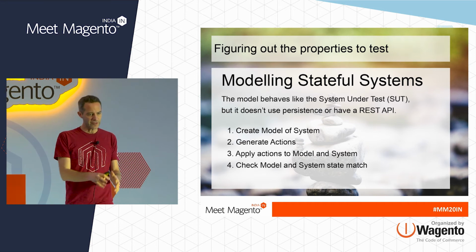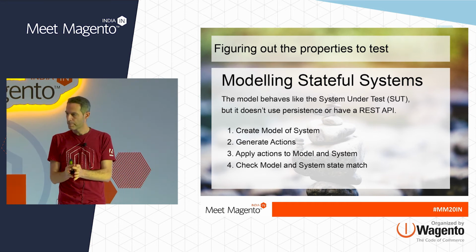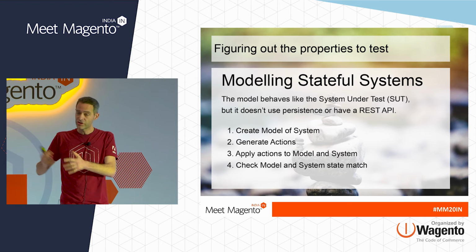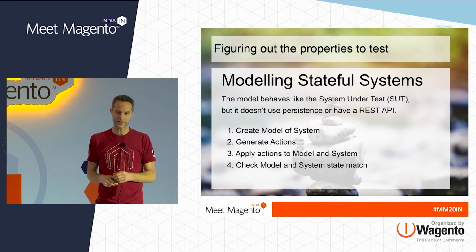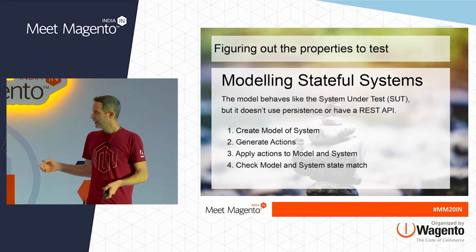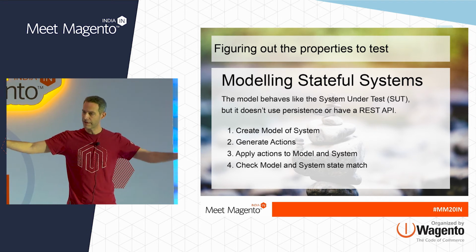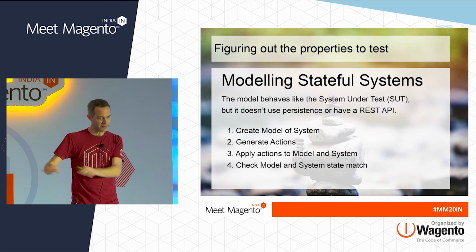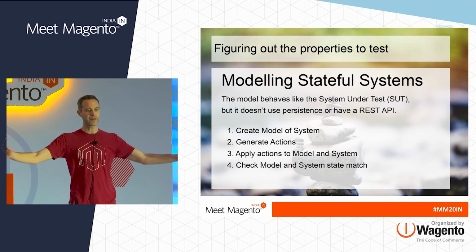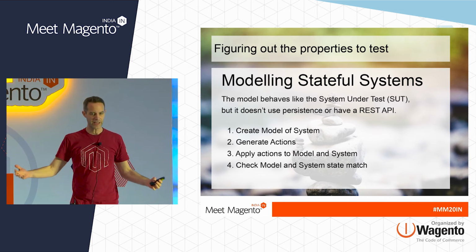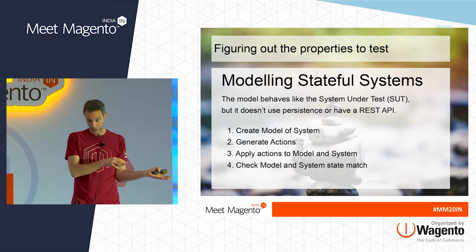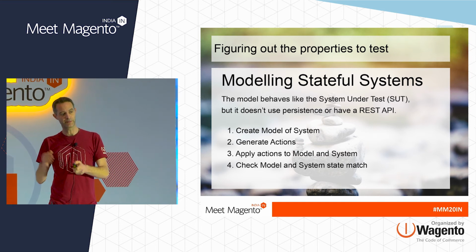So the idea here is we first create a model of the system, and then we use the generator to generate actions that I can perform on the system. And then I apply those actions to both the model and the real system, and then finally I can compare the state of my system to the state of my model, and if they're the same, everything is okay. But if they differ, then either my model's wrong or my system is wrong.